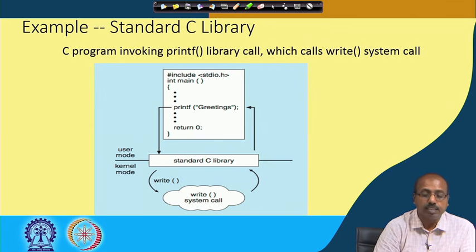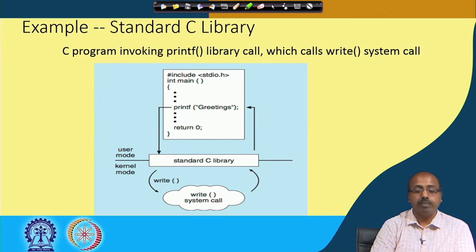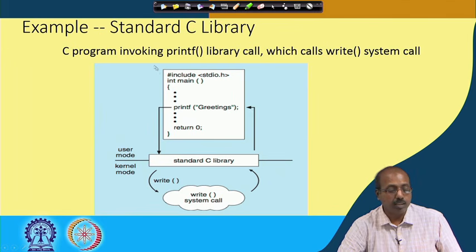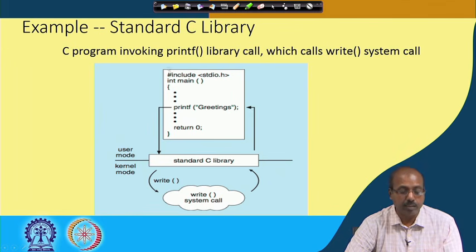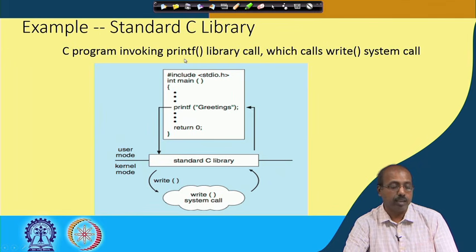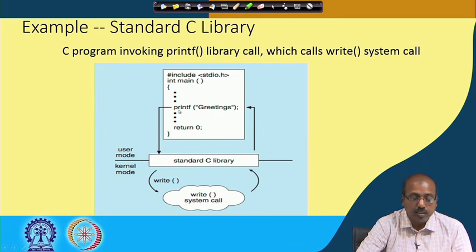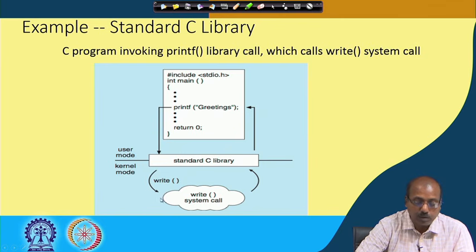Let us see how the standard C library routine printf is executed. We have a piece of program where there is a printf statement. This printf is a library call, a library function available to the C programmer, and this program was executing in user mode. When this printf call is found, it goes to the standard C library, and the library transforms this call into the write system call for the underlying operating system. So, it makes a system call write.